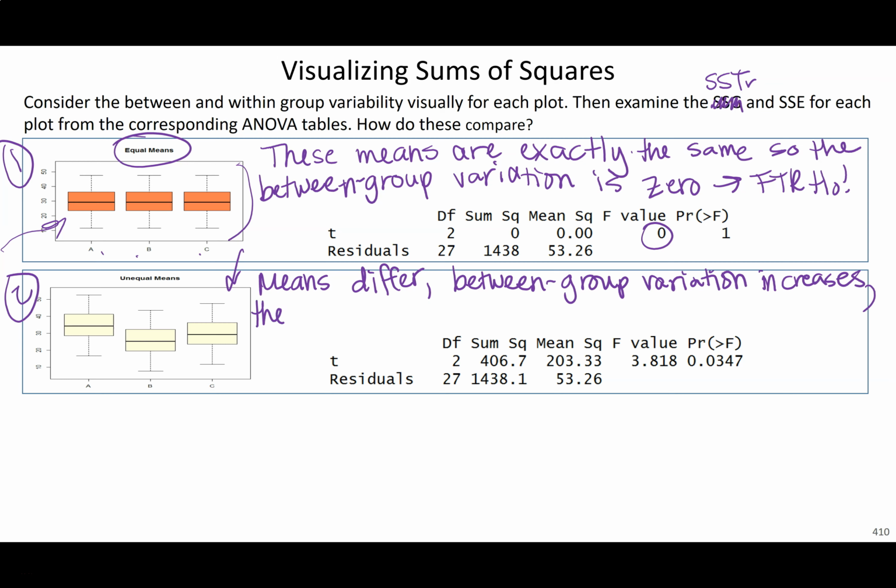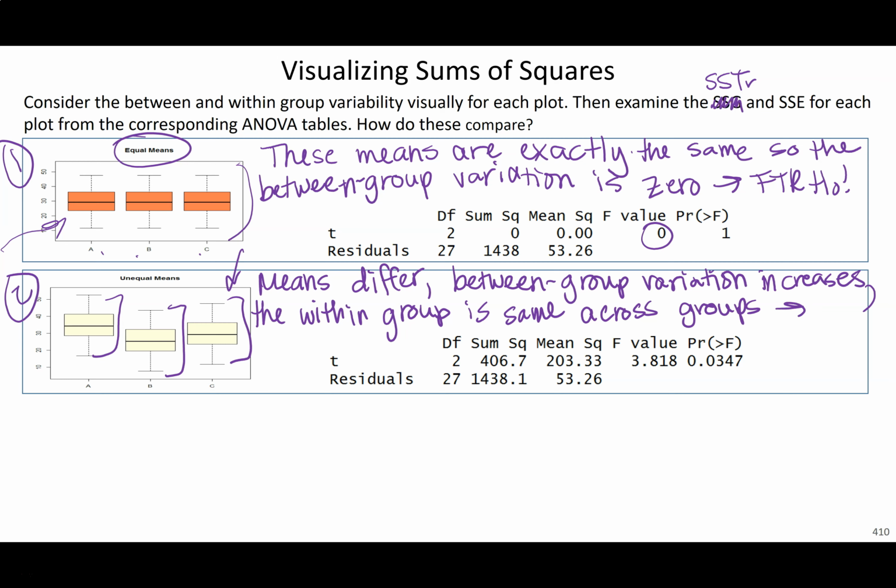The within group, so looking at the variability within each group, is the same across groups. So if you're looking at the 0.05 significance level, we are going to reject the null. We're going to conclude at least one of the means between A, B, and C is different than the others. At least one.